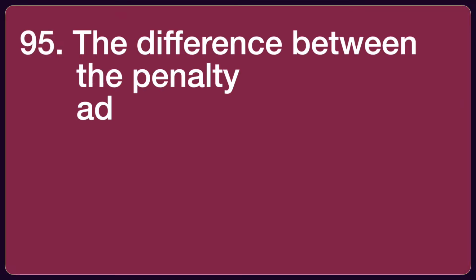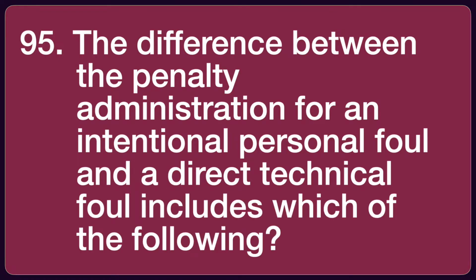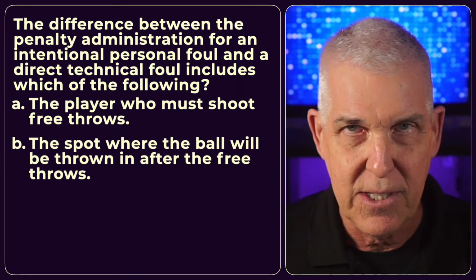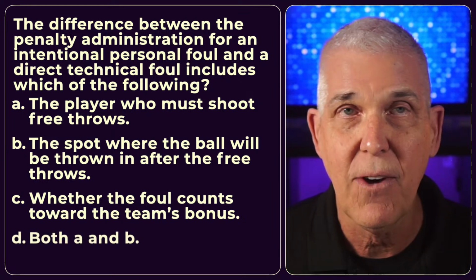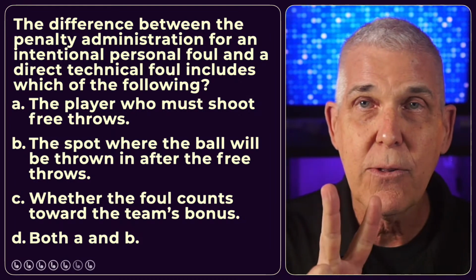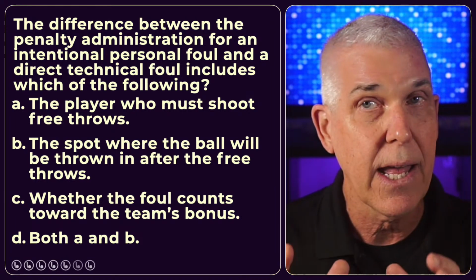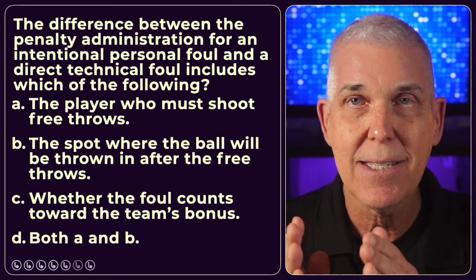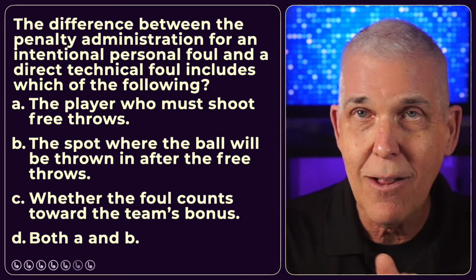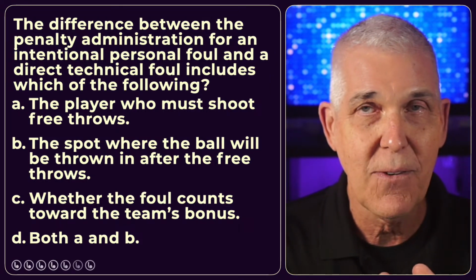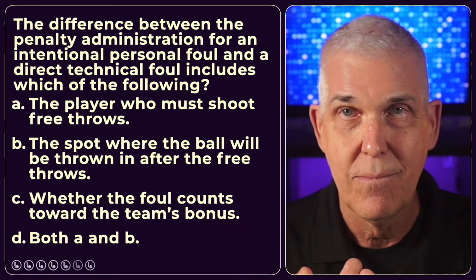Moving on. The difference between the penalty administration for an intentional personal foul and a direct technical foul includes which of the following? The difference between the two would include which of the following? Of course, just to review, an intentional foul, 2 free throws to the offended player or their eligible substitute if they were injured, and the ball to the team at the spot nearest the foul if it was in the backcourt, or one of the 4 spots if it was in the front court. 2 free throws to the offended player and the ball at the spot, right?